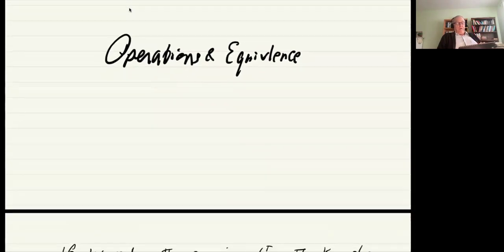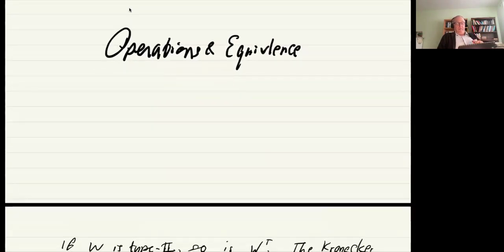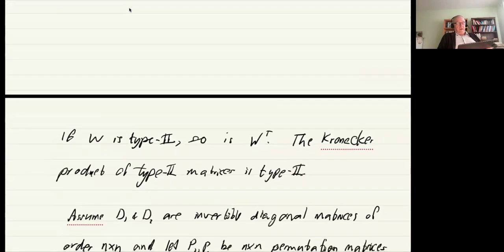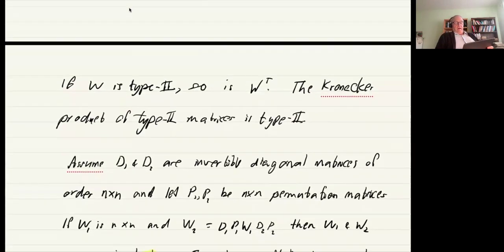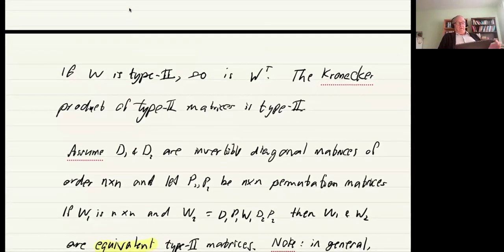And so now I want to go on and address some questions about the properties of these type 2 matrices. Most of it's fairly straightforward. If the matrix is type 2, so is its transpose. You just take, so that's not a problem. The Kronecker product of type 2 matrices is also type 2. Again, it's worth thinking about it a little bit, but it's okay.